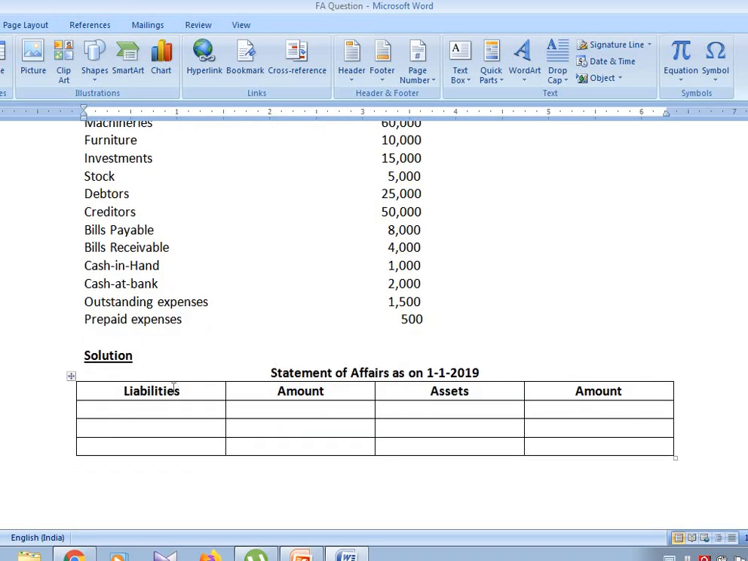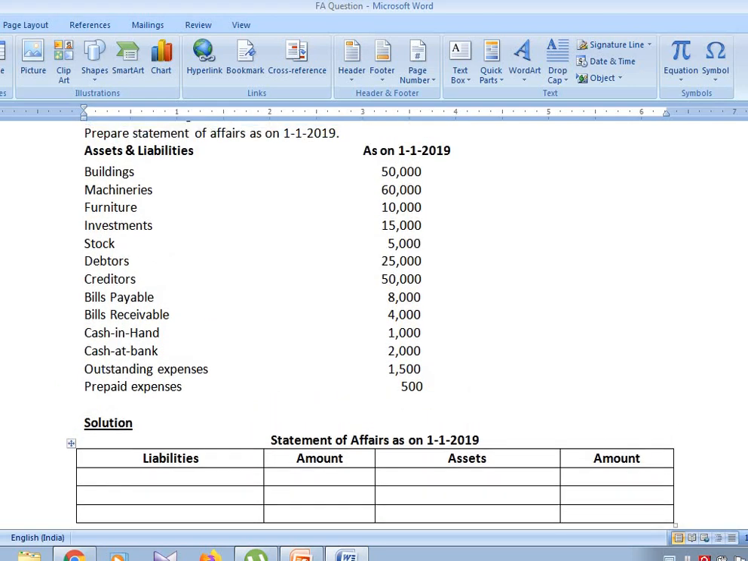Statement of affairs is nothing but, as we have seen in the previous class, just like a balance sheet. You need to prepare it in terms of assets and liabilities. So let's prepare the statement of affairs. You have the liability side, then the amount, and then the assets, and then the amount. Okay, so let's begin with the problem.